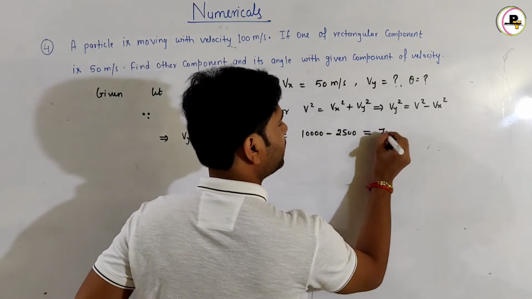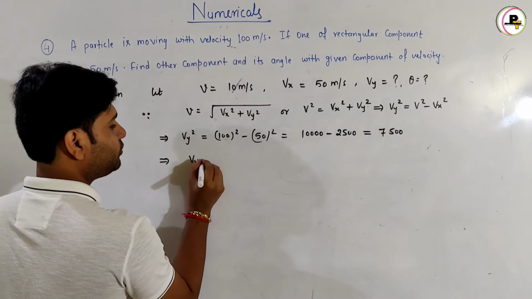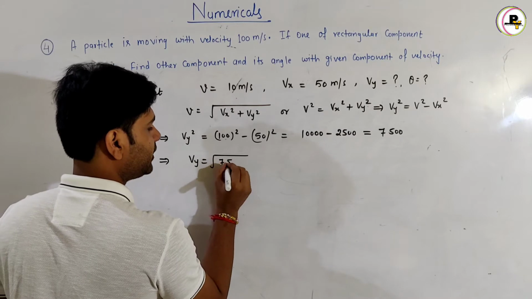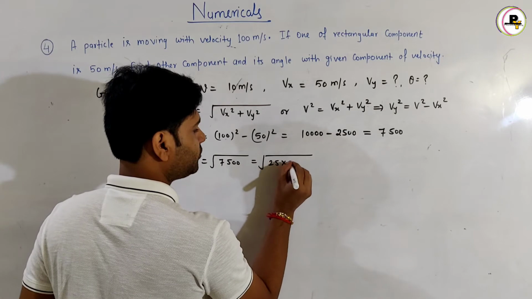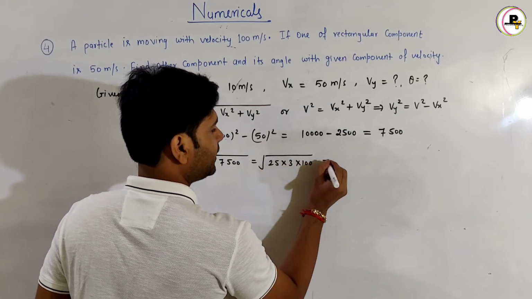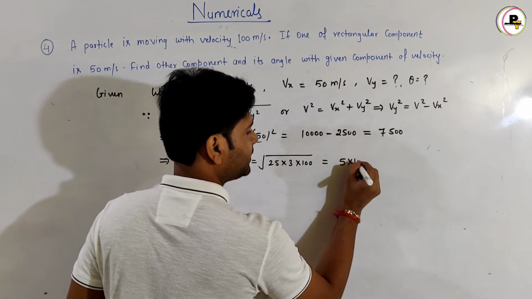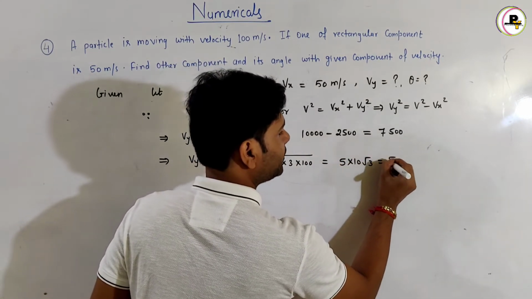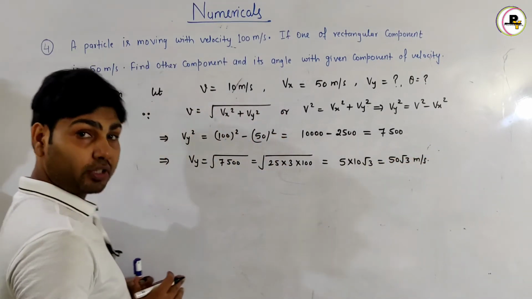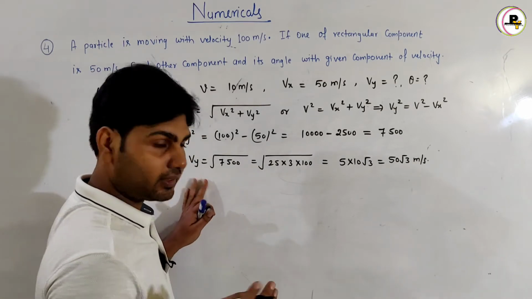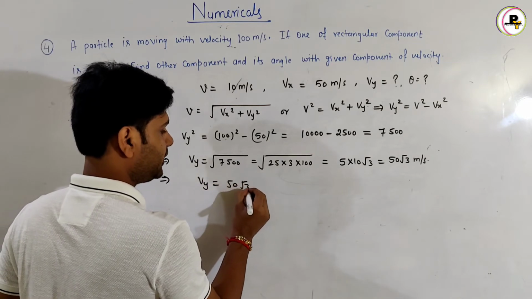And this is equal to 7,500. Therefore vy is what? It is square root of 7,500, and I can write this as 25 into 3 into 100. Square root of 25 is 5, and square root of 100 is 10, and root 3, that is 50 root 3 meter per second. This is what? This is the y component of velocity. So I can write here vy equals 50 root 3 meter per second.